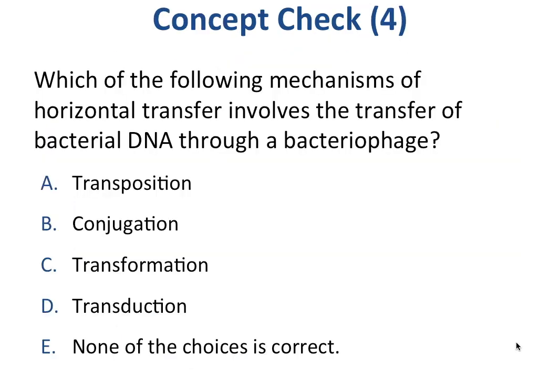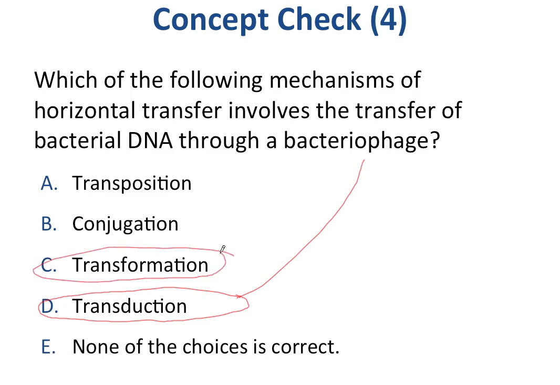Now let's work on this question. Which of the following mechanisms of horizontal transfer involves the transfer of bacterial DNA through the bacteriophage? So I gave you 5 seconds. The correct answer is D, transduction. Transduction needs the bacteriophage, okay? Transformation is when bacteria take up the genetic fragment.